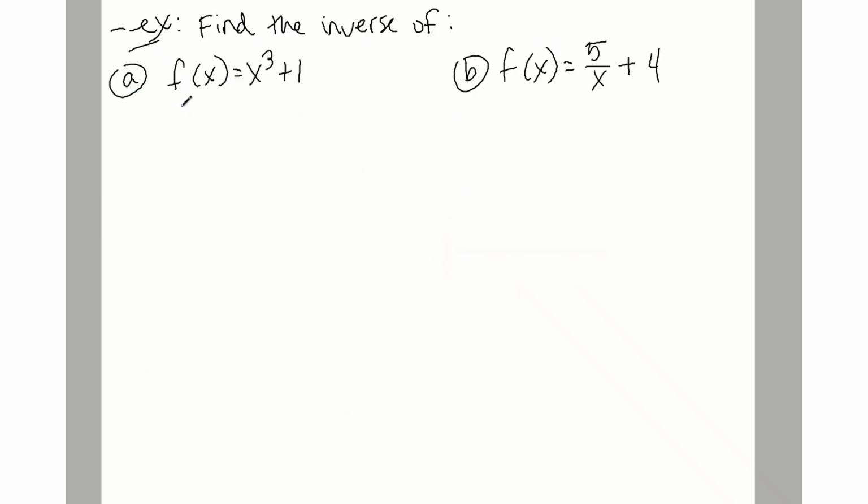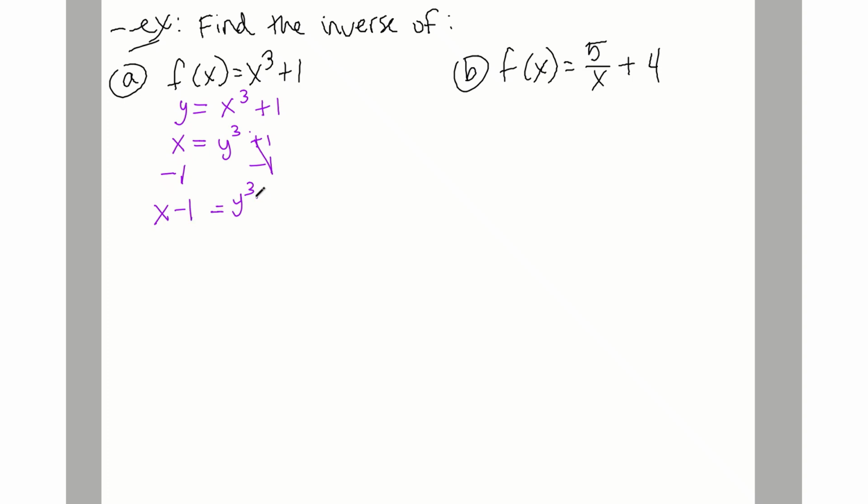Finding the inverse here. I'm going to start by replacing my f of x for y, which means I'll get x cubed plus 1 over here. And next, I'm going to swap out these variables. So x equals y cubed plus 1. And now, I just want to isolate y. So I'm going to start by doing a minus 1 on both sides. And that'll give me y cubed, which equals x minus 1.